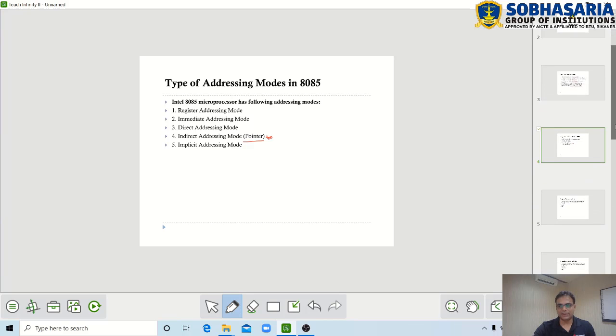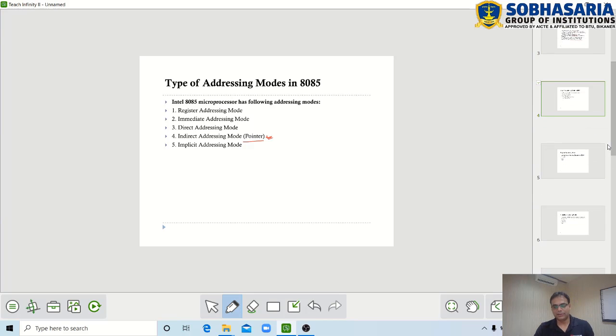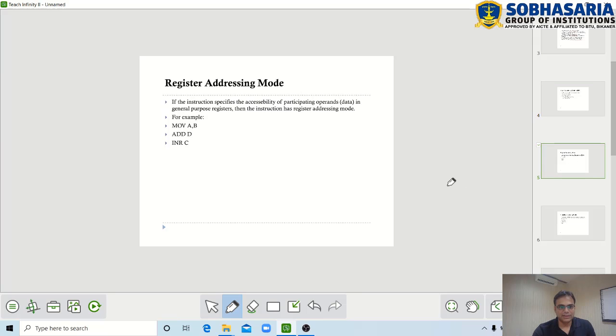In many examinations and interviews, these types of questions are asked: a particular instruction performs some operation, and what type of addressing mode does it have, right? So it is important to understand the addressing modes. Number 1 is the register addressing mode. It is quite simple to understand or identify this type of addressing mode.